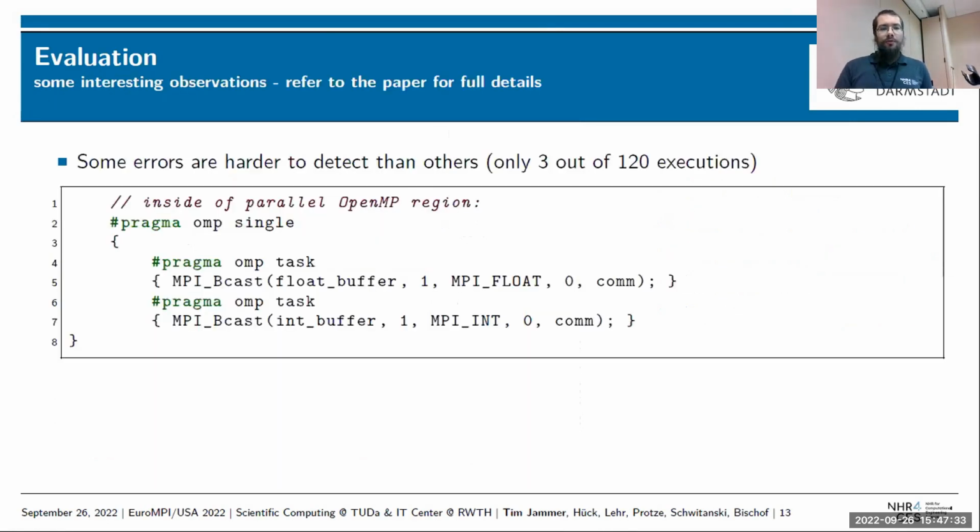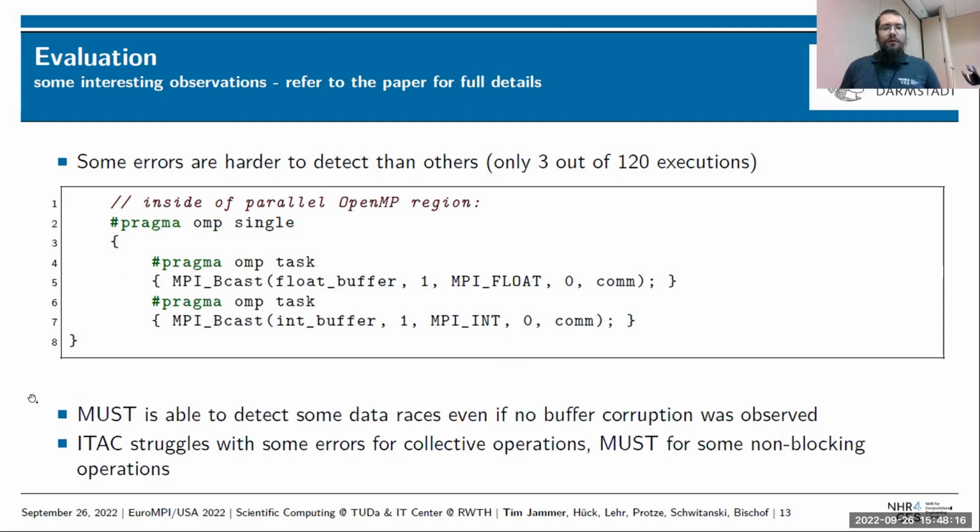An example would also be this error case here, where you have a broadcast of a floating point number and a broadcast of an integer, and these two broadcasts are logically concurrent, meaning there is no defined order between them. Obviously, this is an error, because if one rank executes the broadcast of the floating point number first and the other rank executes the broadcast of an integer first, then those two broadcasts don't match. The bad thing is that the correctness tools in this case only very rarely detect this as an error. I assume this is because the floating point number and the integer have the same size, so it's really hard for the tools to detect that these two broadcasts aren't matching.